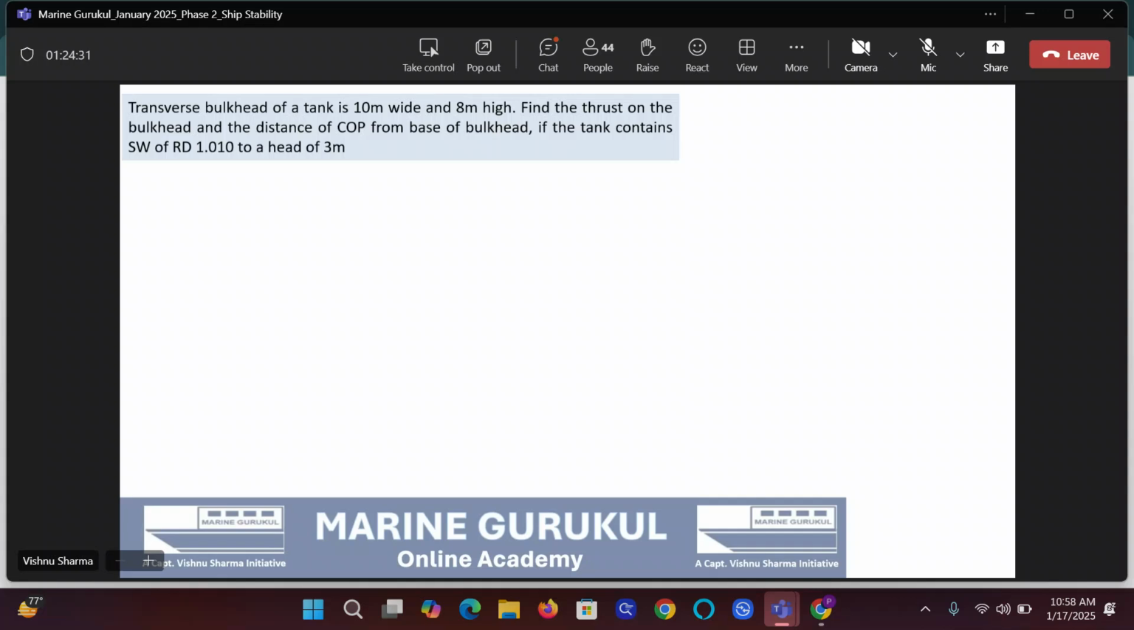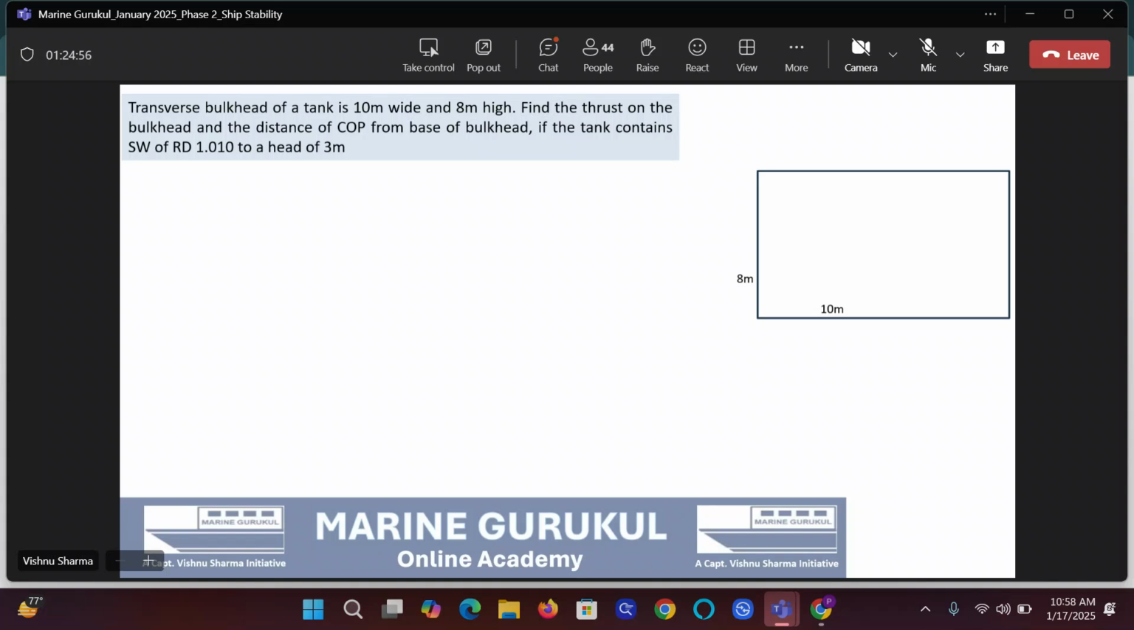Guys, the first thing you'll do in these questions is make a diagram. How will you make the diagram? It's a bulkhead. You all know how to make a bulkhead. It's a rectangular bulkhead. So here is the bulkhead. It is 10 meters wide and 8 meters high. Guys, it has a head of 3 meters.